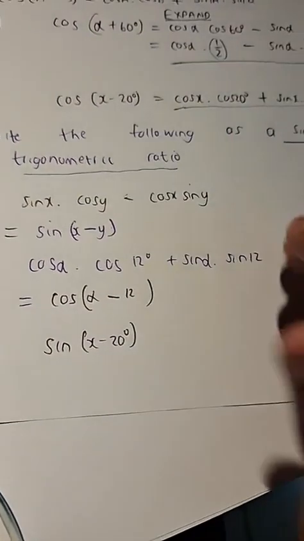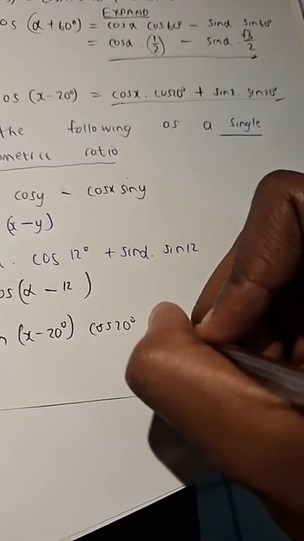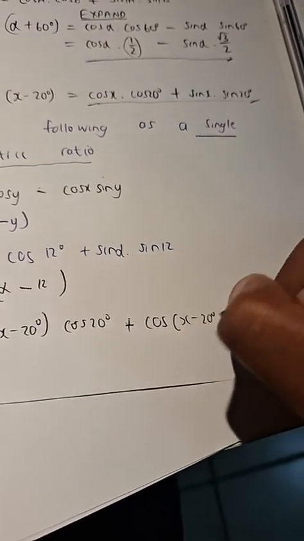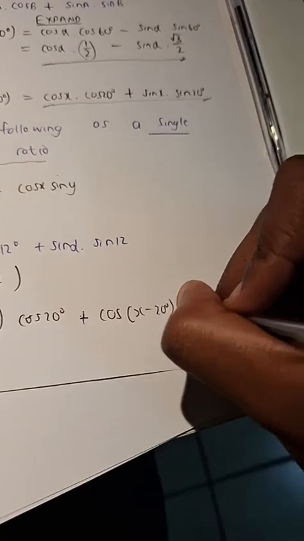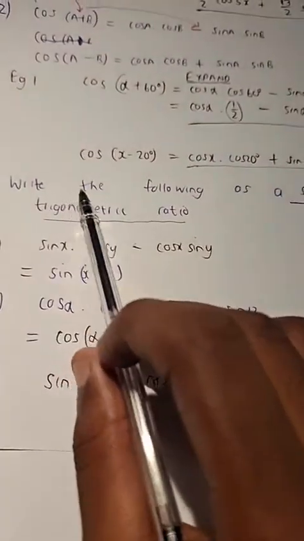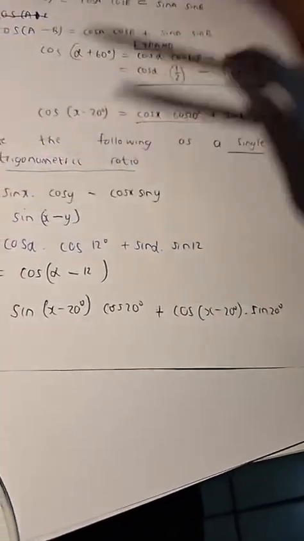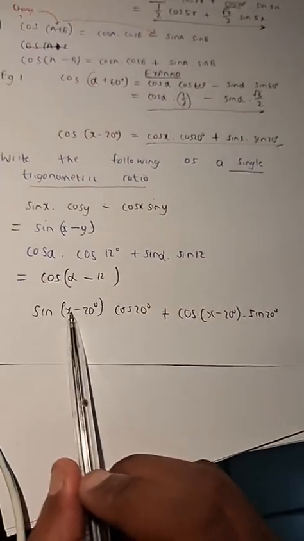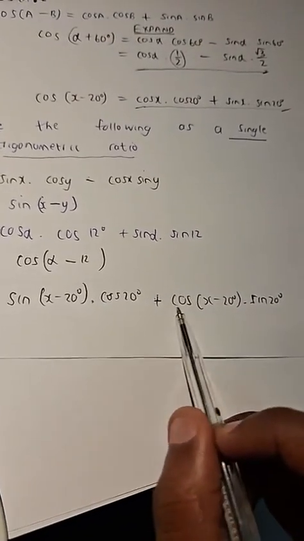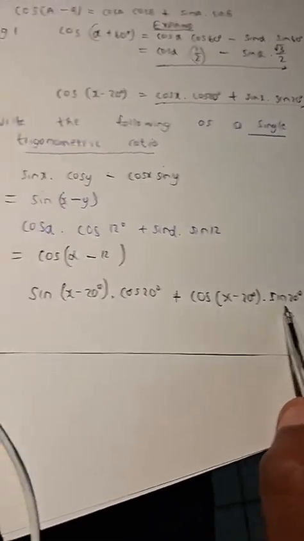Sine of x minus 20 degrees times cos 20 degrees, plus cos of x minus 20 degrees times sine 20 degrees. So once again, we need to write the following as a single trigonometric ratio. If we look at this very closely: sine of x minus 20 degrees times cos of 20 degrees plus cos of x minus 20 degrees times sine of 20 degrees.